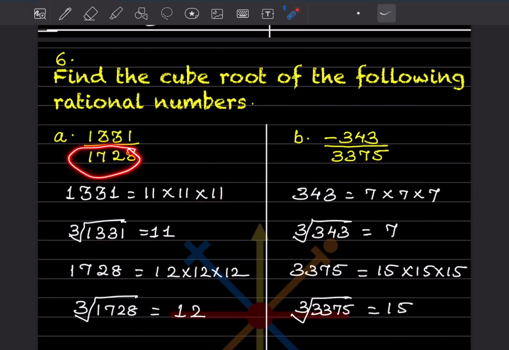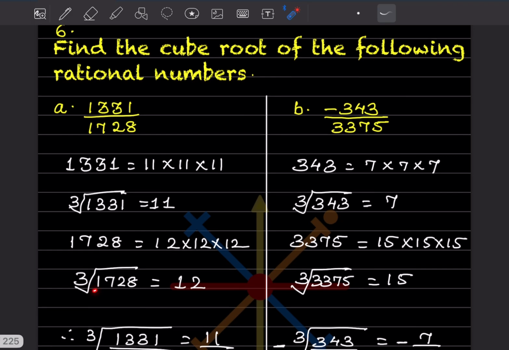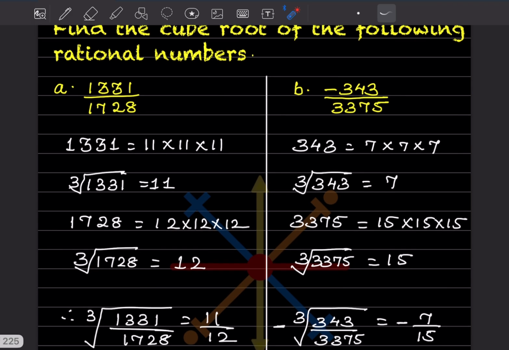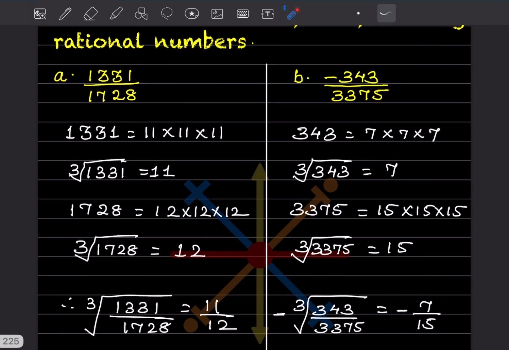Now for 1728 also, you can take the factors of it. I already did it before. So that will be 12 into 12 into 12. So cube root of 1728, that is going to be 12. So now what will you write? Cube root of this will be 1331 divided by 1728, that is going to be 11 by 12.